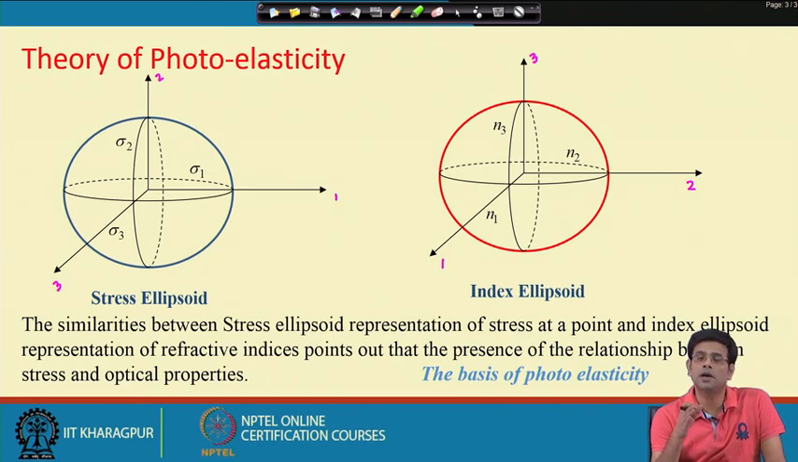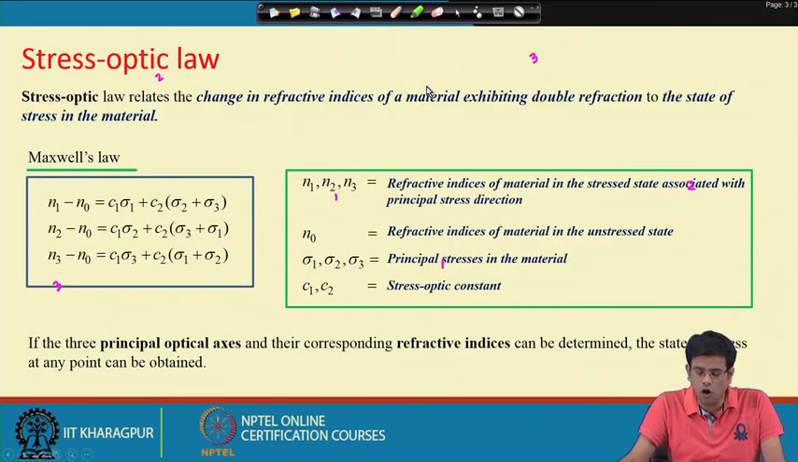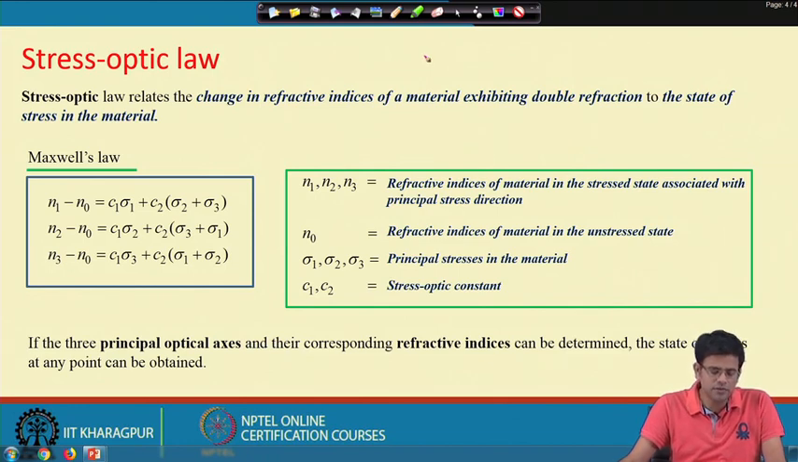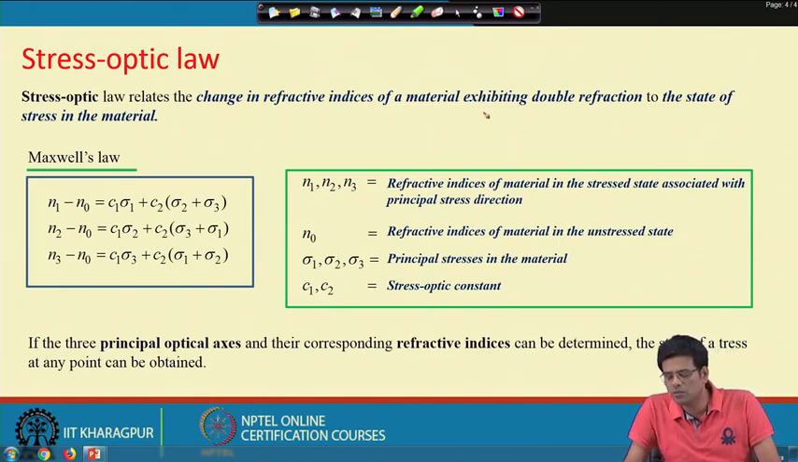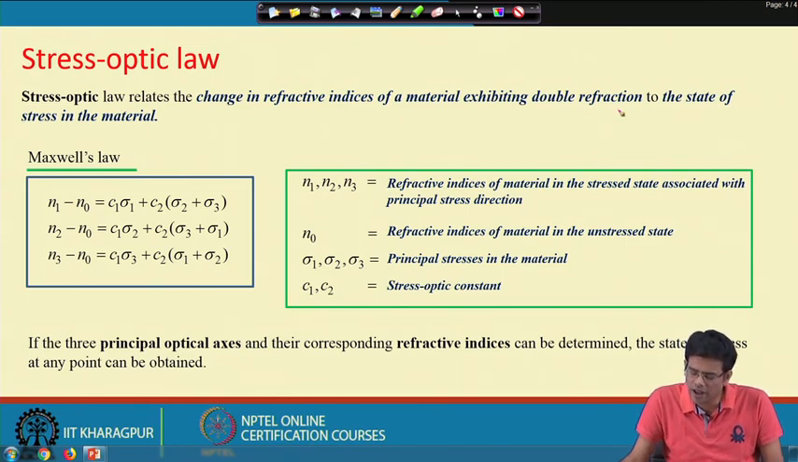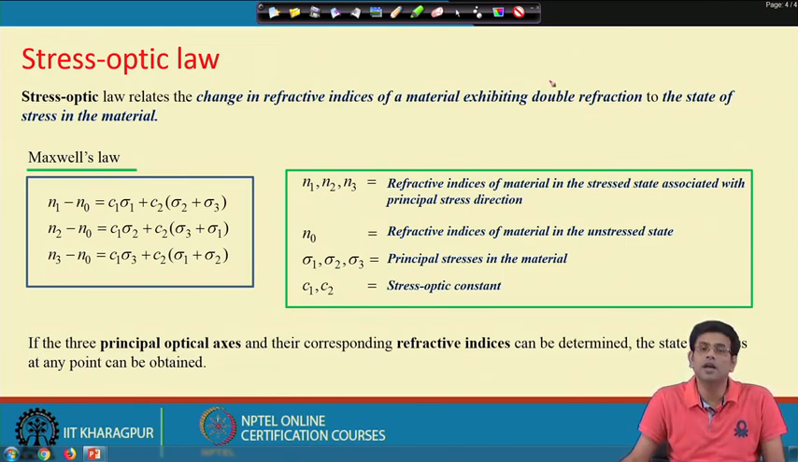So naturally, when you load that body, it is stressed, and this stress is connected with the refractive indices of the body. This finally leads to the stress optics law in photoelasticity, which is also known as Maxwell's law. This stress optics law relates the change in refractive indices of a material exhibiting double refraction to the state of stress in the material.